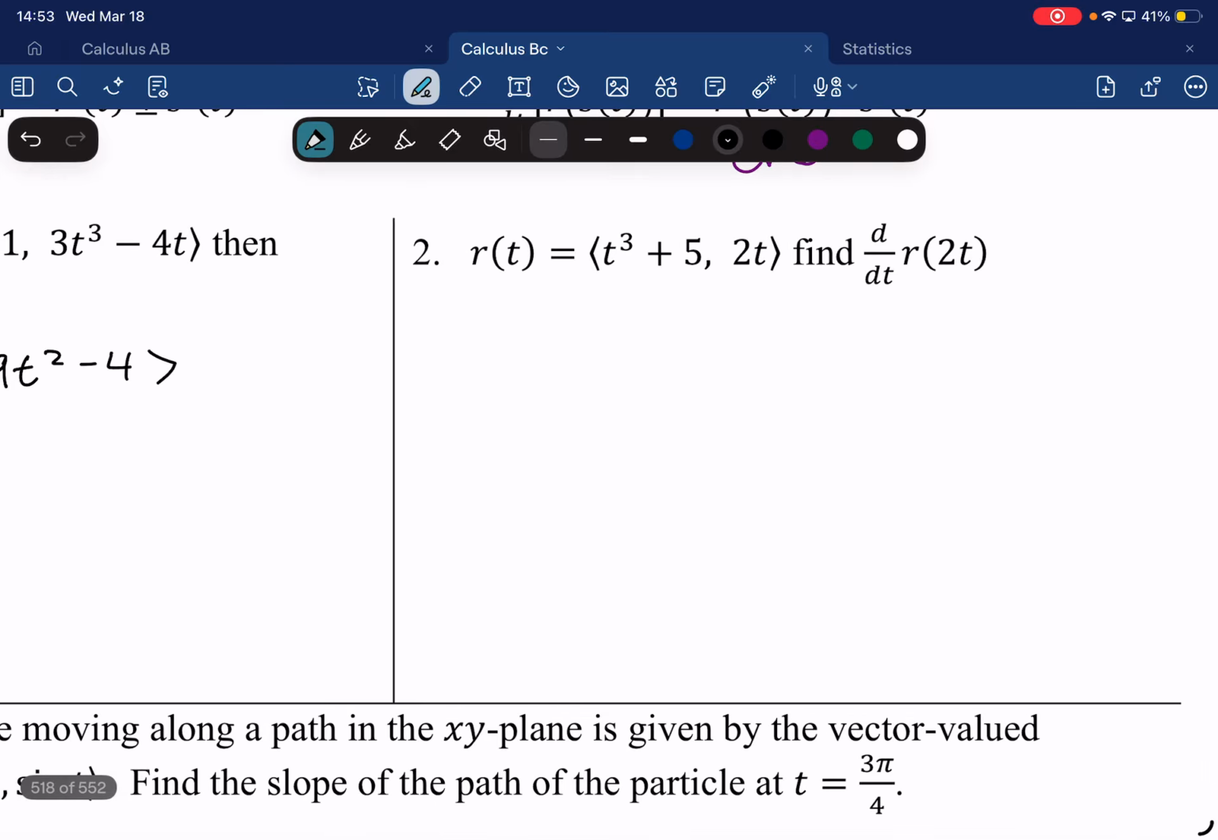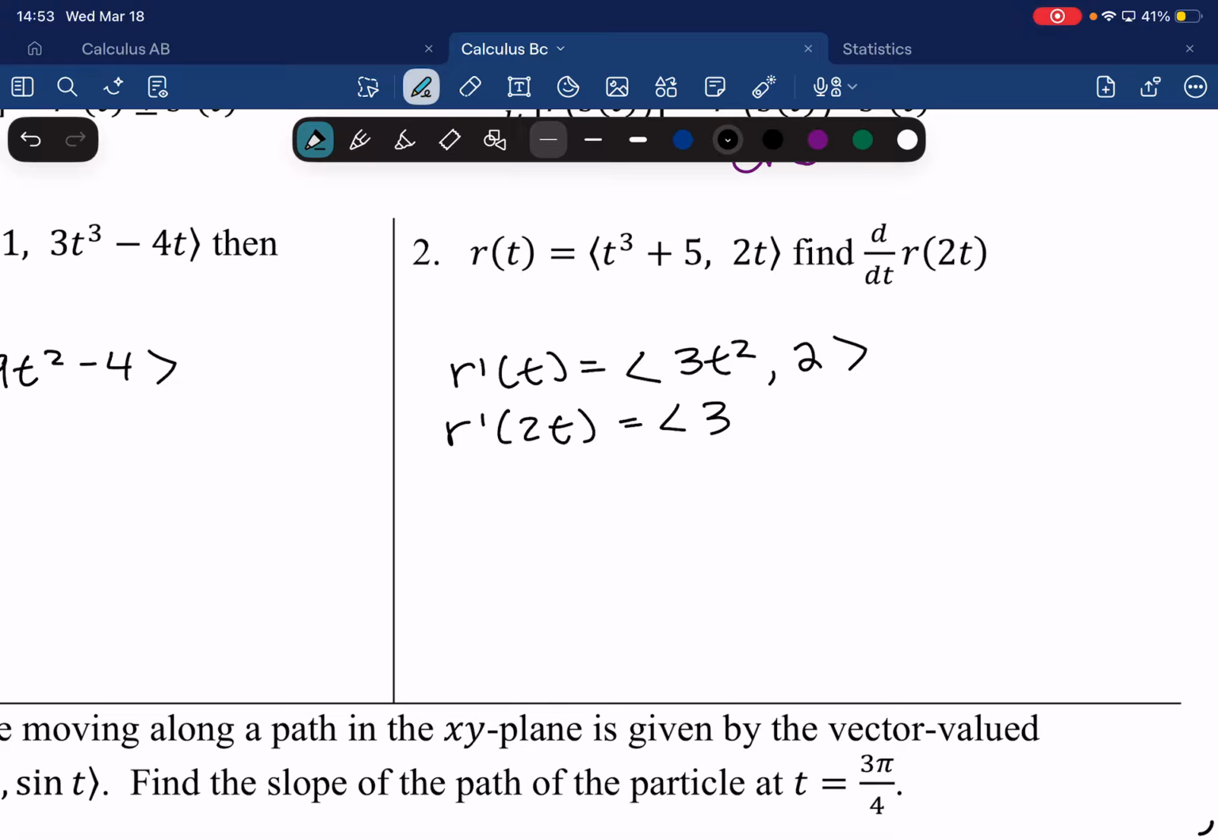So the first thing we should do is just take the derivative of r of t. So r prime of t is equal to, what would be the first derivative? 3t squared, and then the second one, 2. Okay. Then what we're going to do is plug in what it wants us to plug in, and that's that 2t. So r prime of 2t, and I'm just, again, plugging in 2t anywhere I see a t, which means that second part of the function where we took the derivative and got 2, it doesn't get anything. There wasn't a t there to plug in.